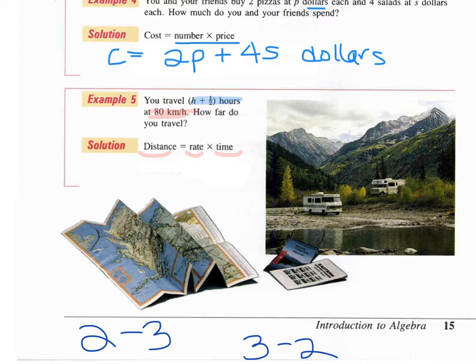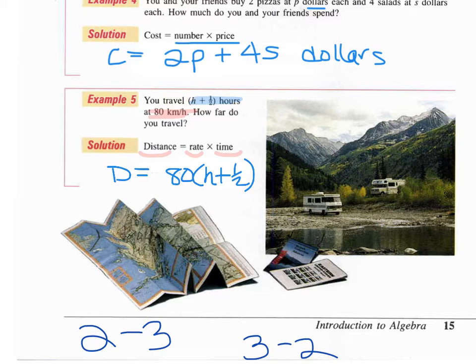Which things get replaced into the formula? What do I have? 80 replaces the rate. Perfect. H plus 1/2 replaces time. Excellent. Now, notice that it's in a parentheses. When I replace it, I'm gonna put it into the formula with the parentheses. So this would be my distance, and I could leave it like this.